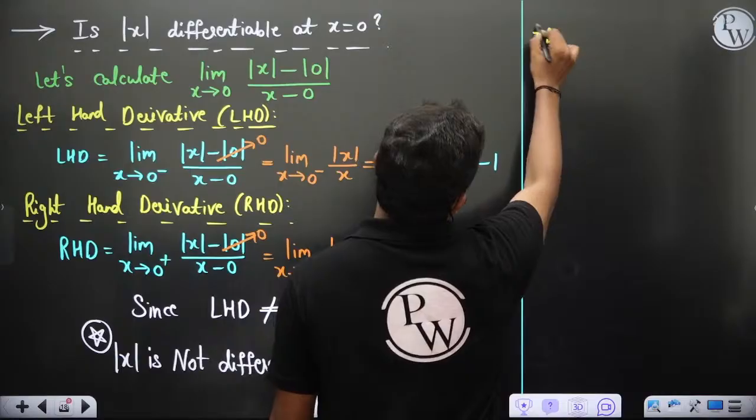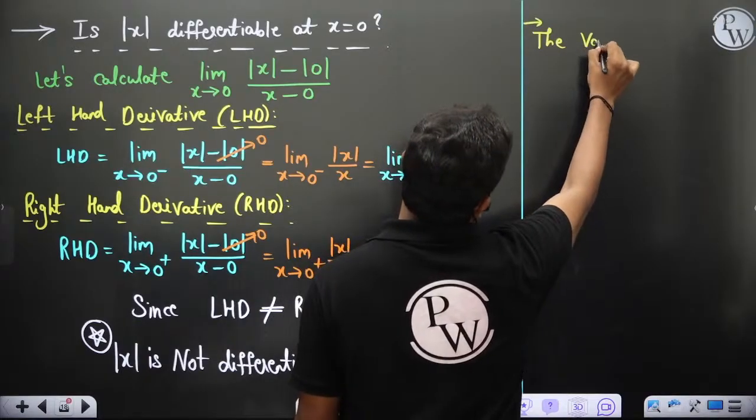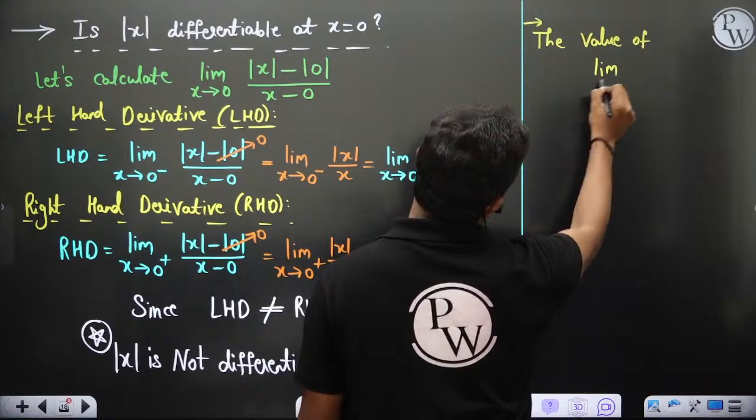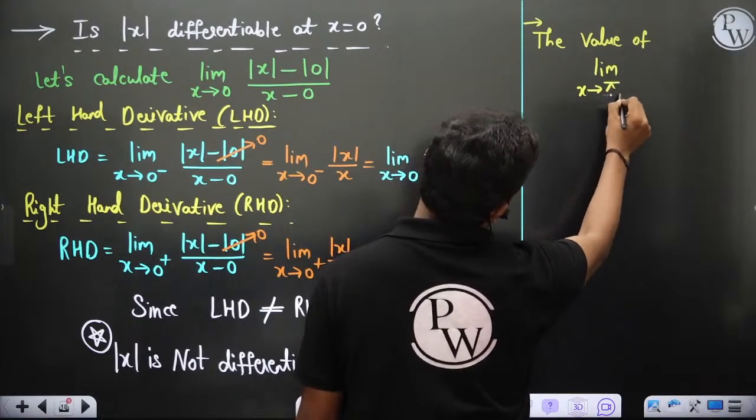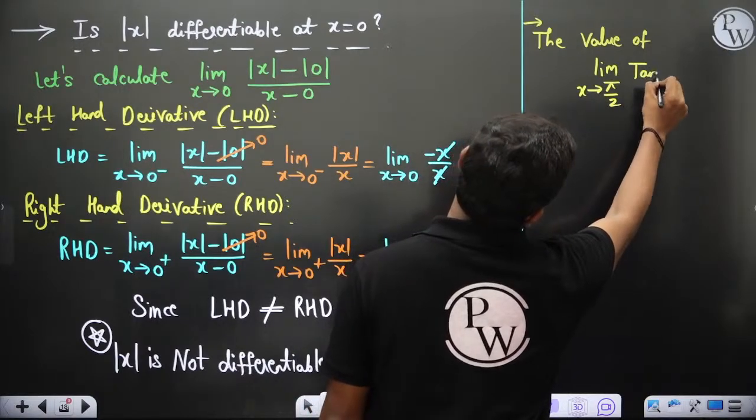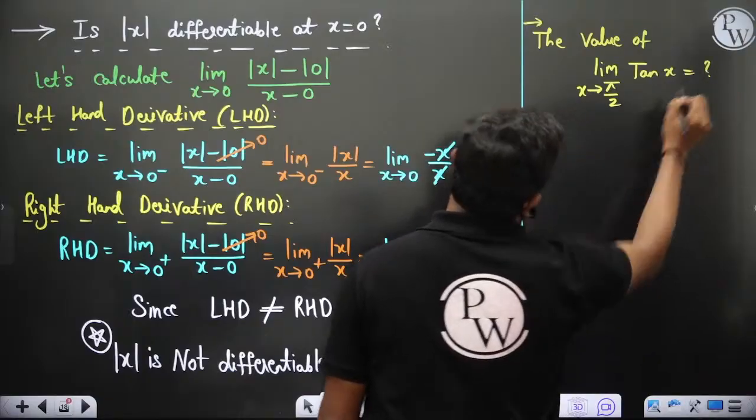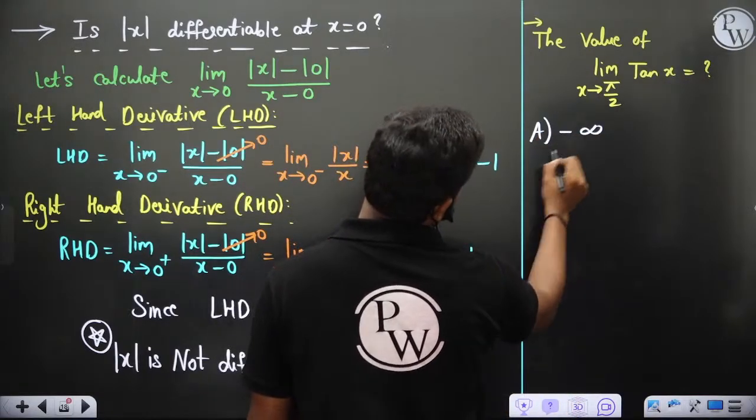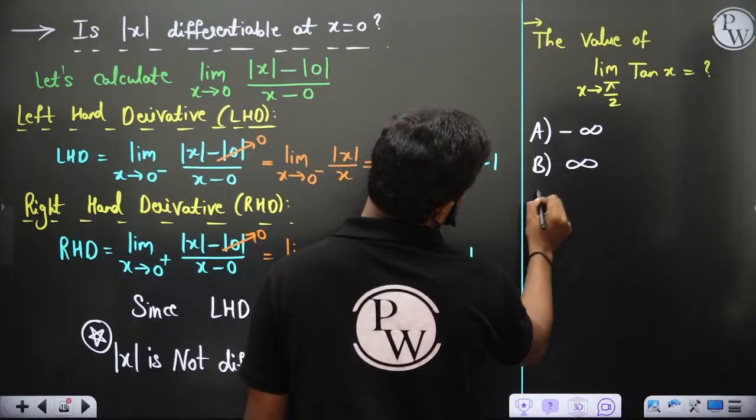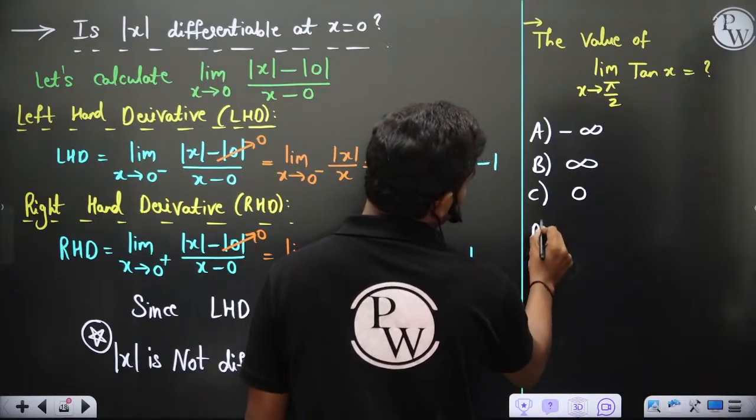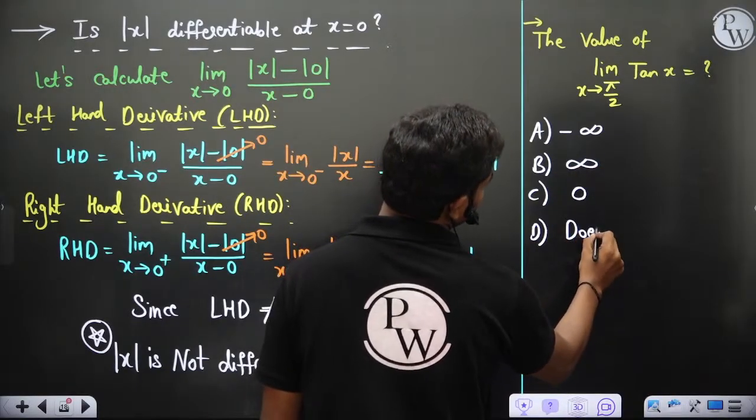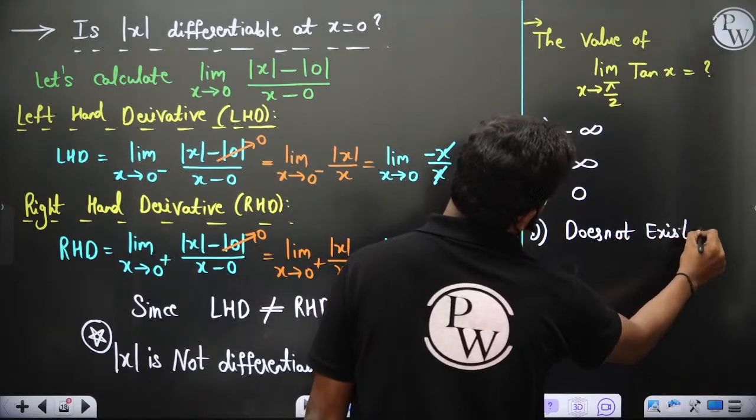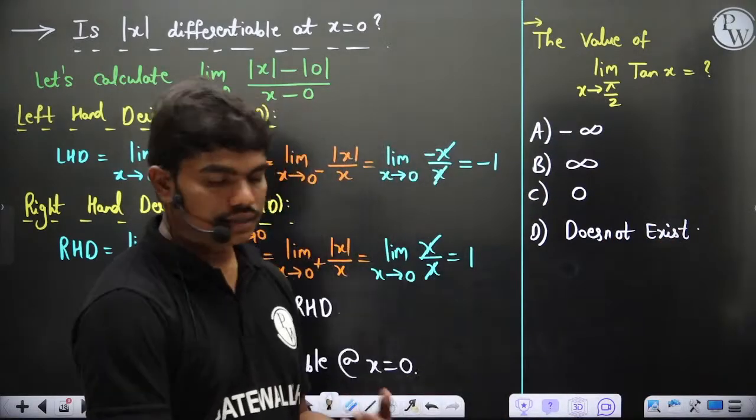Let's see the value of limit x tends to pi by 2 tan x. If I ask you this, what is the answer? So first option I'll give you is maybe a, minus infinity, b, infinity, c, 0, and d, does not exist. The limit does not exist. Can someone comment on this?